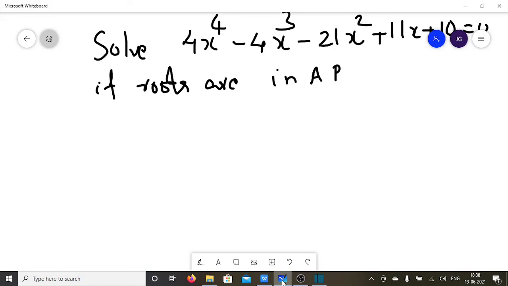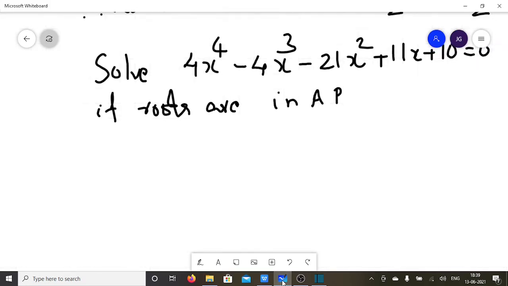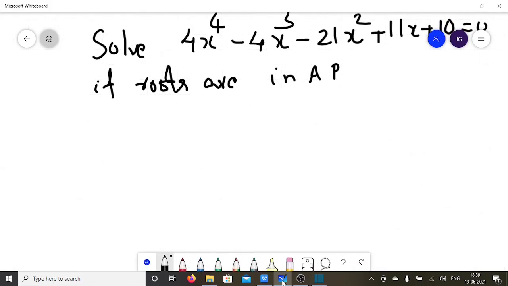Next question is: solve the equation 4x raised to 4 minus 4x cube minus 21x square plus 11x plus 10 equal to 0, if the roots are in arithmetic progression. So this is a biquadratic equation. There are 4 roots. If 3 roots are in AP, we can take the roots as alpha minus beta, alpha, alpha plus beta.